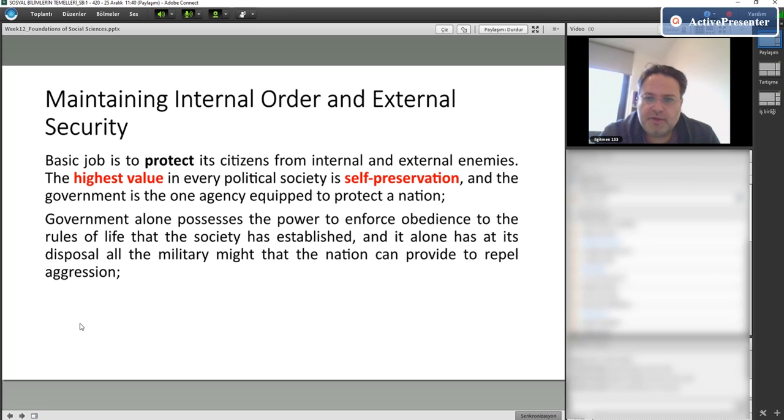So the use of force would be legitimate if there is a state, and the state has a government, and the government is legitimate. The legitimacy of a government comes from free elections, right? Or because the people delegate the authority to rule to someone, or a government, a cabinet, a parliament, maybe. So a government alone possesses the power to enforce obedience to the rules of life.